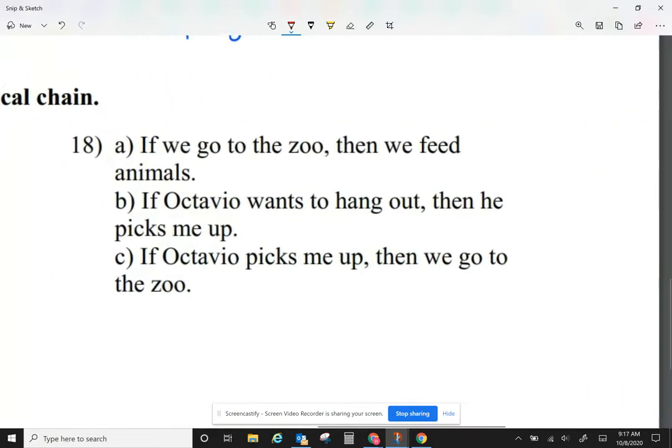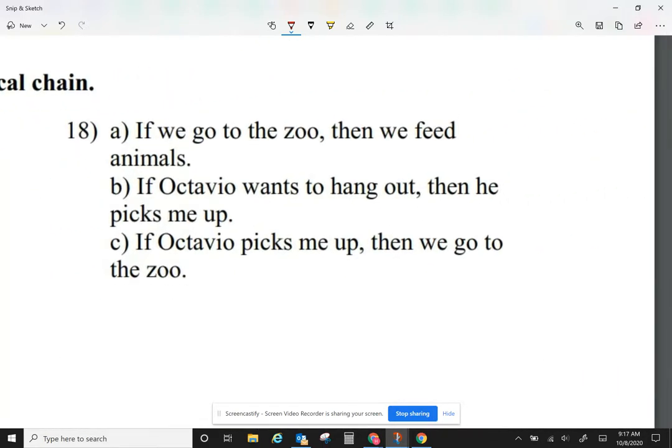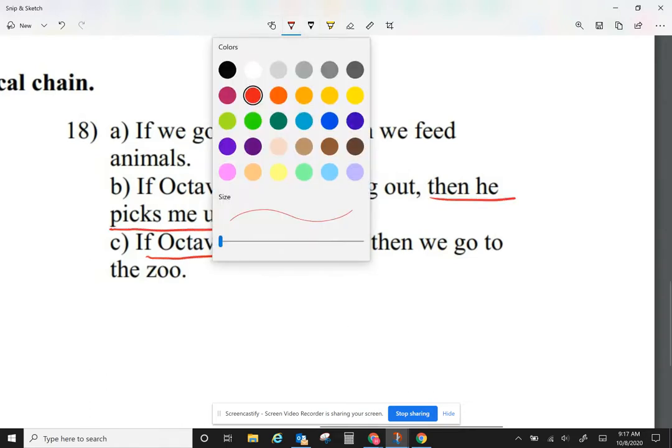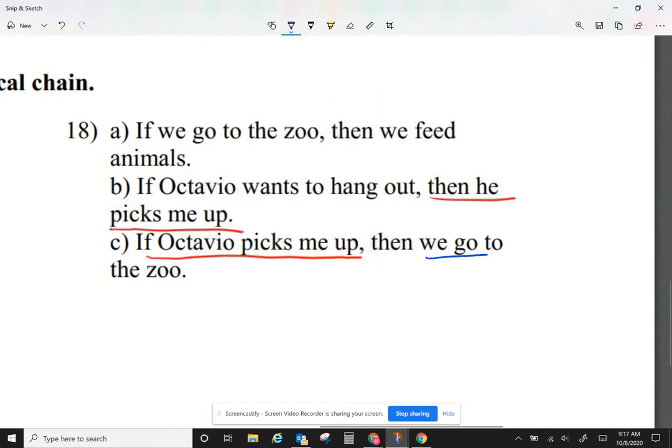All right, let's take a look at number 18. If we go to the zoo, then we feed animals. If Octavio wants to hang out, then he picks me up. If Octavio picks me up, then we go to the zoo. Okay, so Octavio picking up. So if Octavio picks me up, I see that relationship there. And I see we go to the zoo.